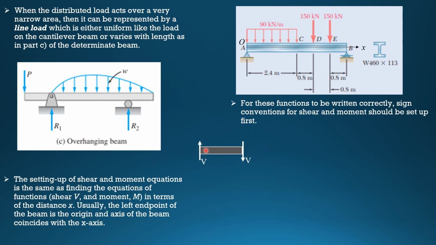So for positive shear, at the left section the shear is upward and at the right section the shear is downward. So this is positive shear. At the left, up, and at the right, down. The effect of the shear force is to translate the section. That's the effect. So this is the positive shear, or if the shear forces tend to rotate the segment of the beam clockwise.